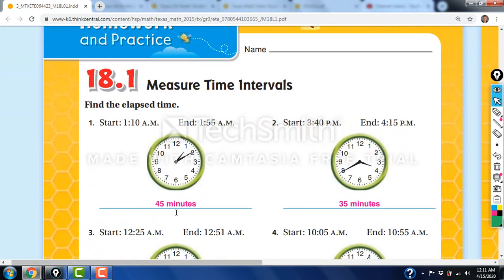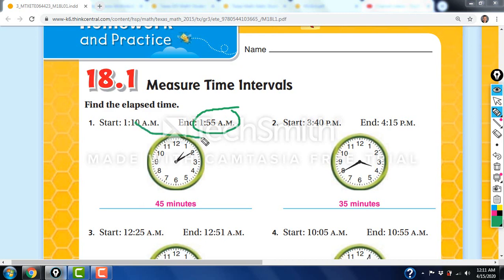Okay, the next one is the analog clocks. If you look at your analog clocks, they give you the same thing. They give you a start time and an ending time. You subtract your start time from your ending time, and then it gives you 45 minutes. Now, keep in mind, they're still at the same hour here. Okay, that makes it easy.